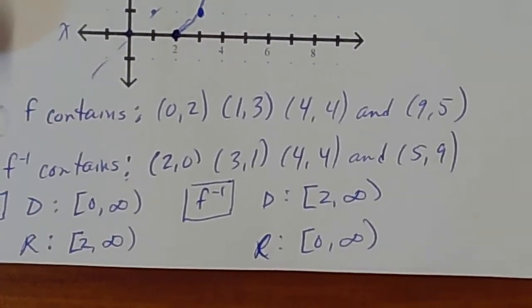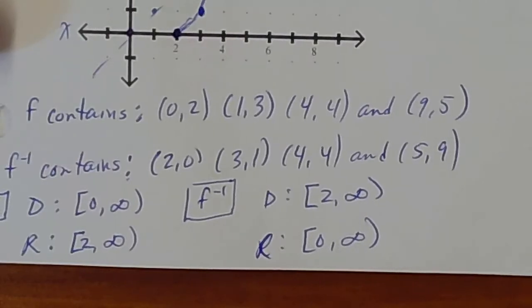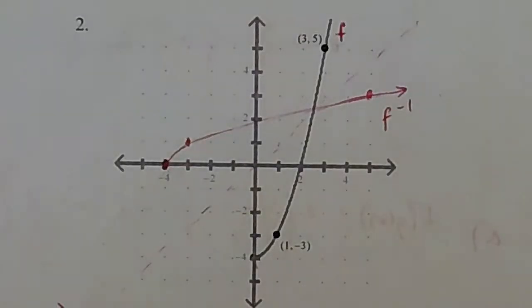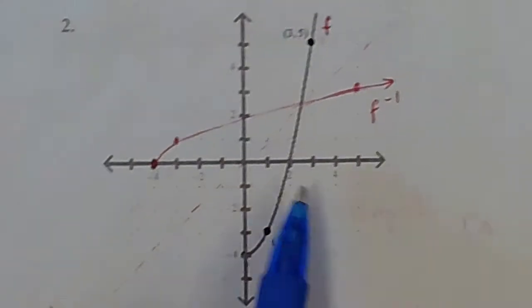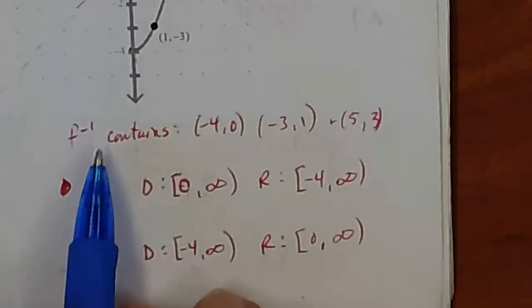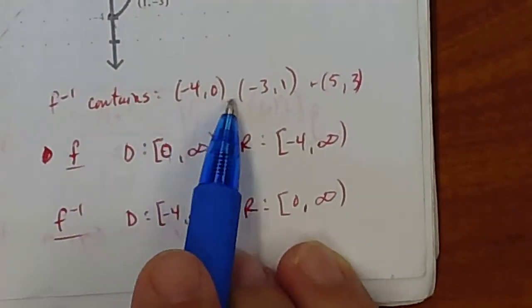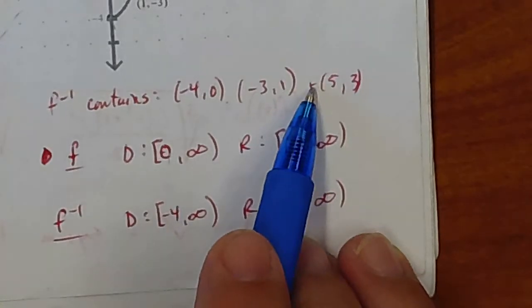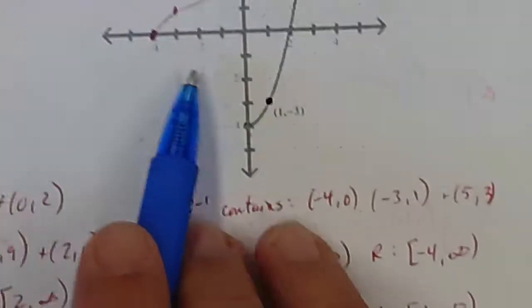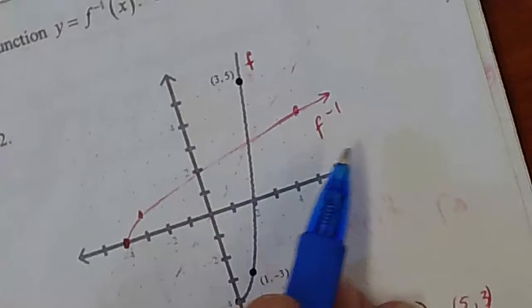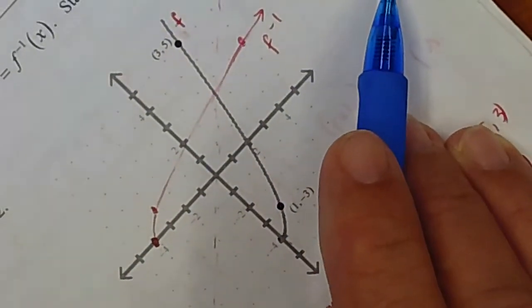All right, I'll pause right now and let you try number 2. Go ahead. All right, here's your feedback. Since we know f contains these points, we know the inverse must contain these. So plot those points and you get this. Does it appear symmetric to the line y equals x? Sure does.